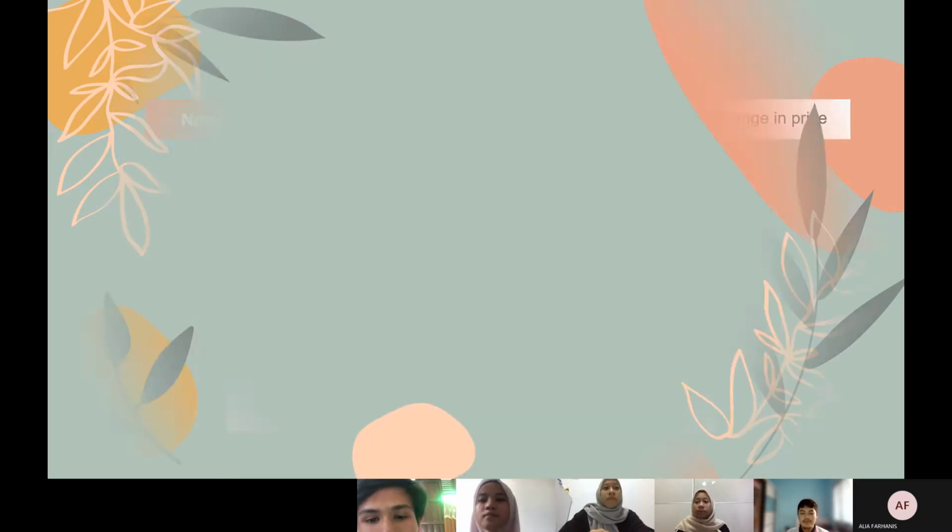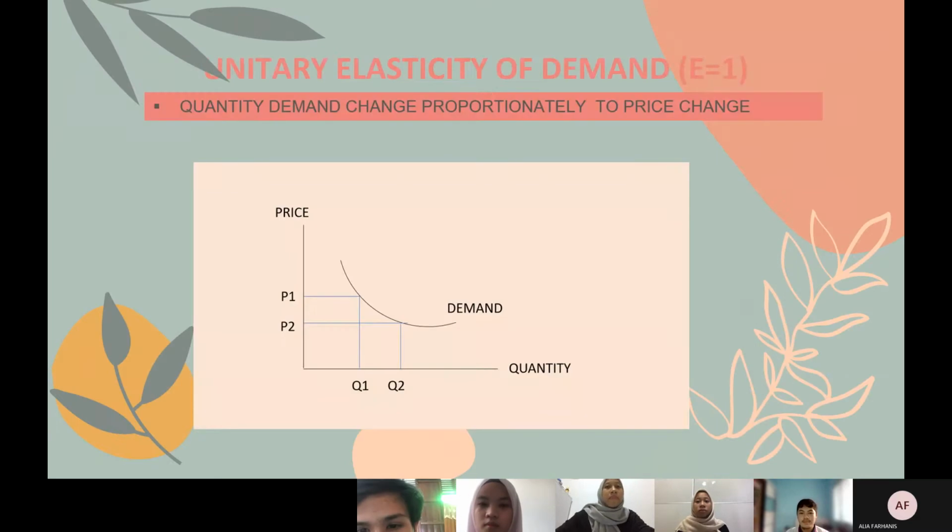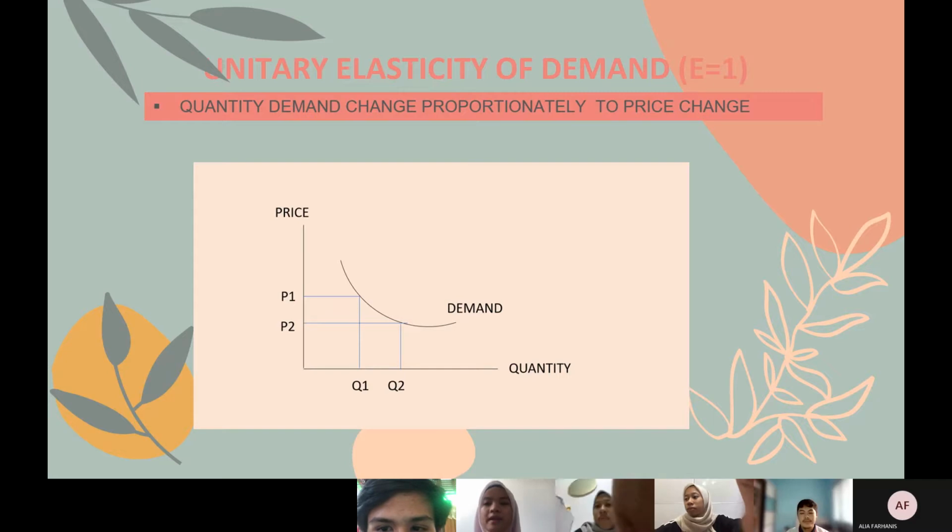Next, unitary elasticity of demand. Elasticity equals 1. Quantity demanded changes proportionately to price change. With a demand curve of unitary price elasticity, a change in price is matched with a proportionate change in demand. This means that total spending by consumers on the product will remain the same at any price level.